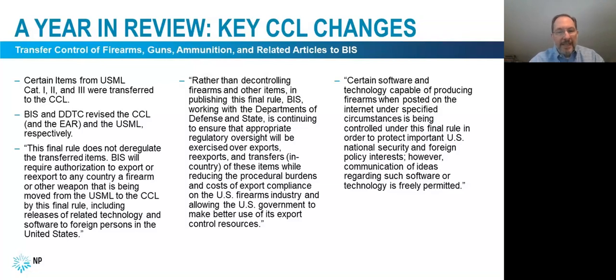Both DDTC and BIS went out of their way to emphasize that this was not a decontrol or a deregulation of firearms, but rather a reorganization for purposes of efficiency. It was intended to reduce the regulatory burden on the U.S. firearms industry, which produces dual-use items, as well as to better align the burdens on DDTC and BIS. DDTC could then focus solely on military arms manufacturers, while BIS could focus on dual-use items.